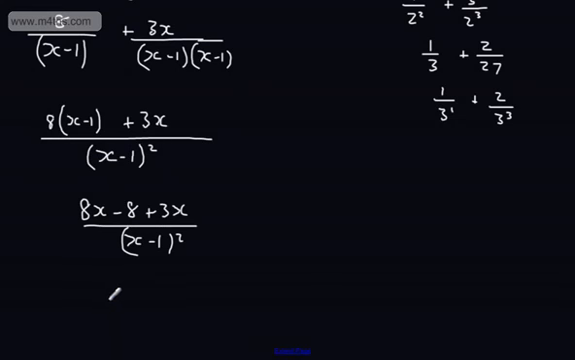So what do we end up with? 11x, what have we got? 11x minus 8 over x minus 1 all squared, and we check that it's a single fraction in its simplest form.